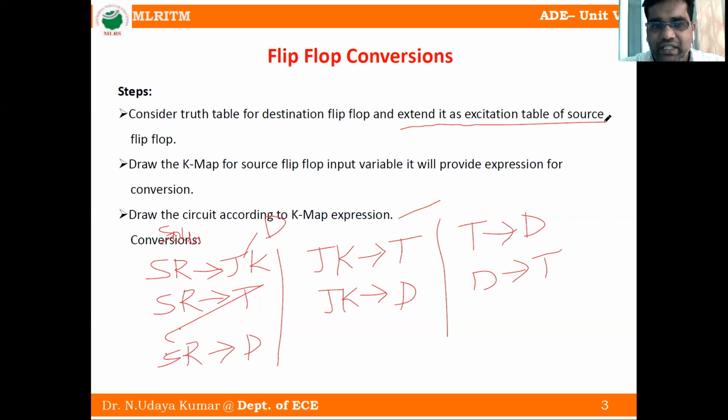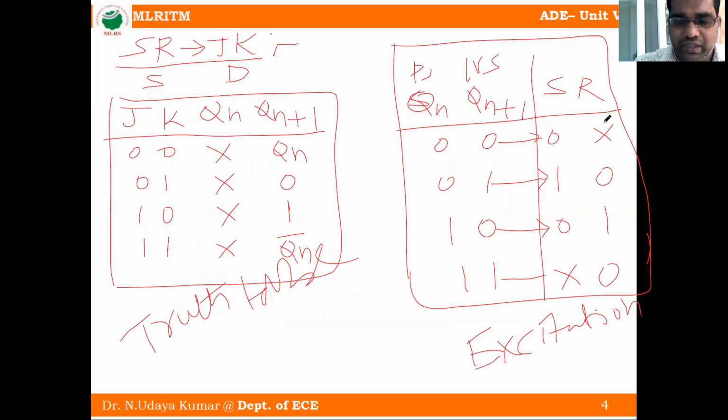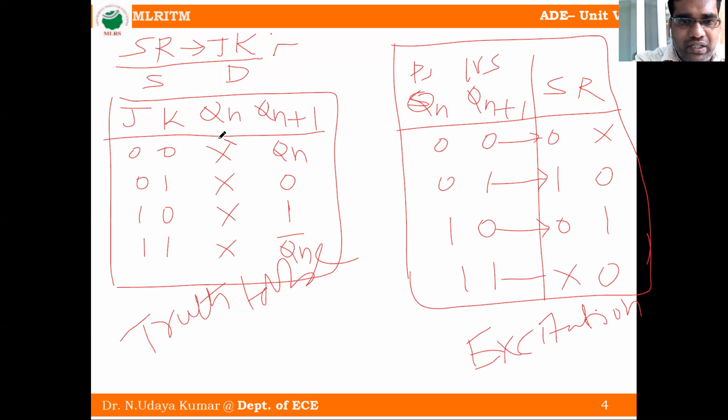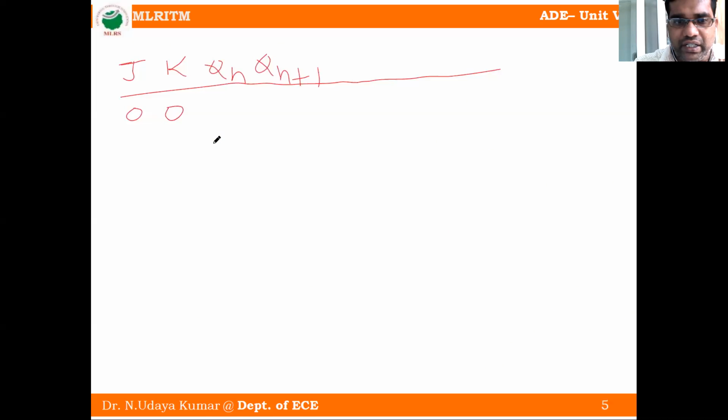Now we have to extend the truth table. That means how to extend? This one is J, K, Qn, Qn plus 1. Okay. So 0, 0. In previous, Qn is equal to what? Don't care. Don't care means either it is 0 or 1.